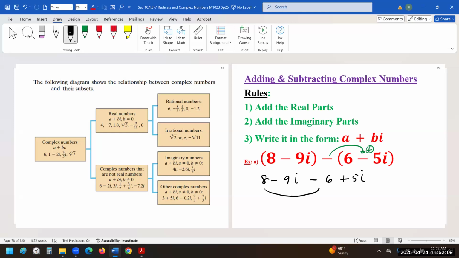So you combine real with the real. What is 8 minus 6? 2. And then you combine complex with the complex. What is negative 9i plus 5i? Negative 4i. And then you just put them together. Real number first, complex number later. And that's your answer.